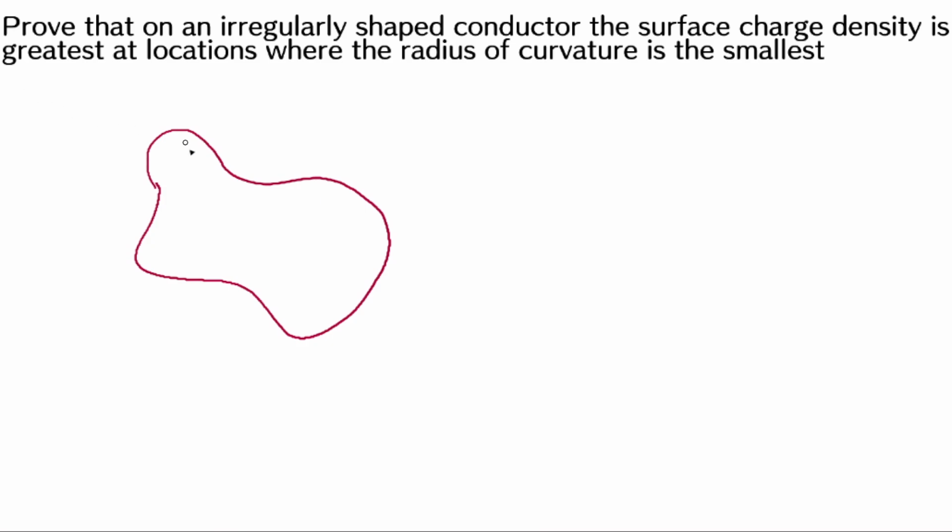If we were to look at that, here's our irregularly shaped conductor. We have this little part. We can say this is our radius of curvature here. Or we can have this part where we can say this perfect circle has a radius of curvature right here. Let's call this number 1 and this is number 2.